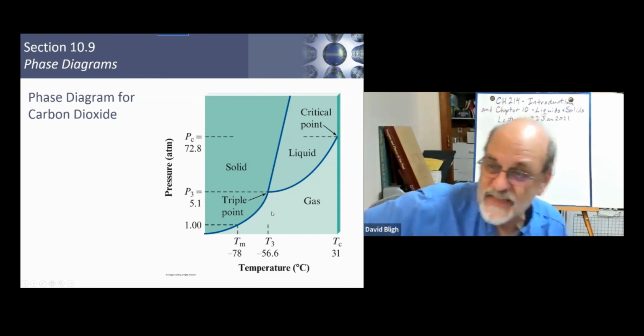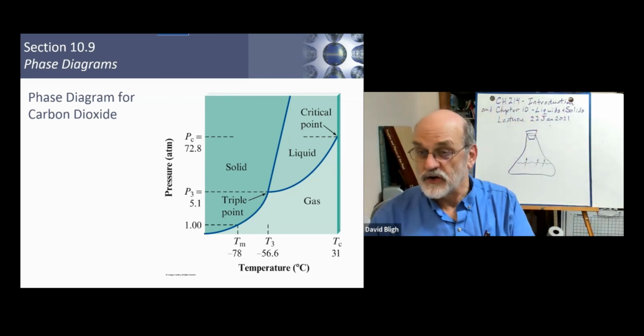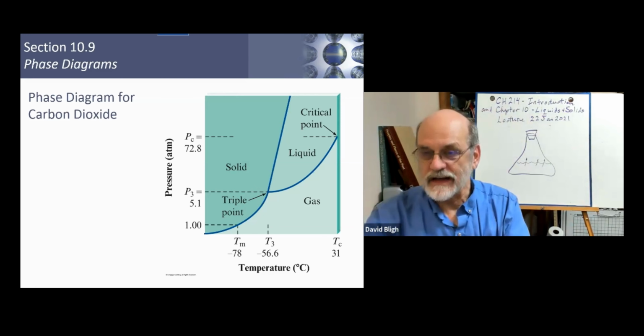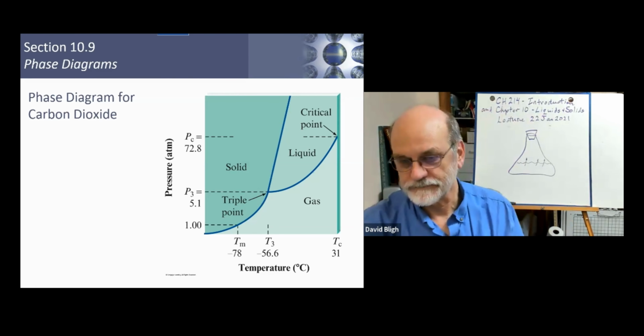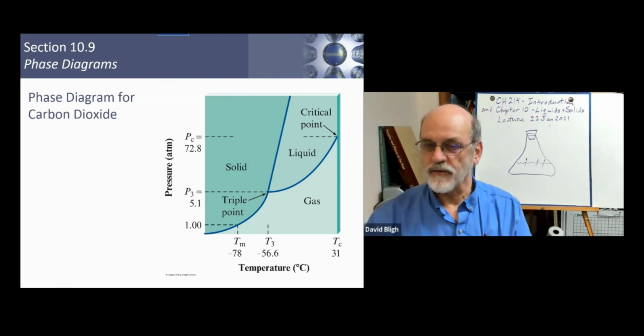And everybody has seen that before. If you've seen dry ice on a hot summer day, you will see solid carbon dioxide change directly into gas. It's called sublimation. The opposite of sublimation is deposition. Go from gas to solid.